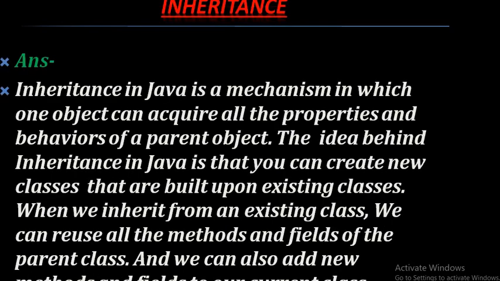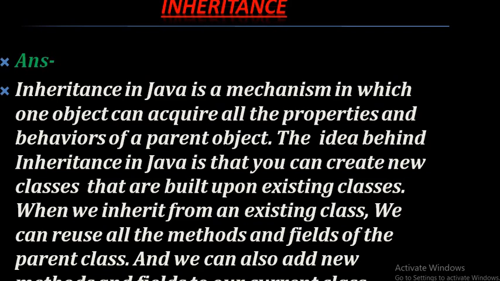Then another property of object-oriented concepts is inheritance. So what is inheritance? Inheritance in Java is a mechanism in which one object can acquire all the properties and behaviors of a parent object. The idea behind inheritance in Java is that you can create new classes that are built upon existing classes. When we inherit from an existing class, we can reuse all the methods and fields of the parent class, and we can also add new methods and fields in our current class.